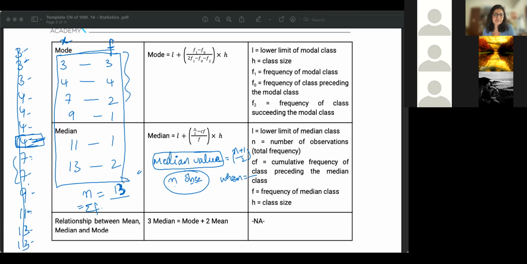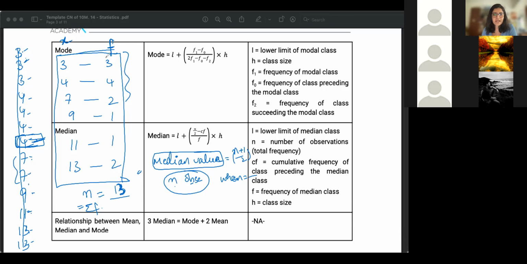So if I have 13 values, which value will be my median? Sixth value, seven, by 2. The seventh value will be my median, right? So now your task is to figure out which is the seventh value.